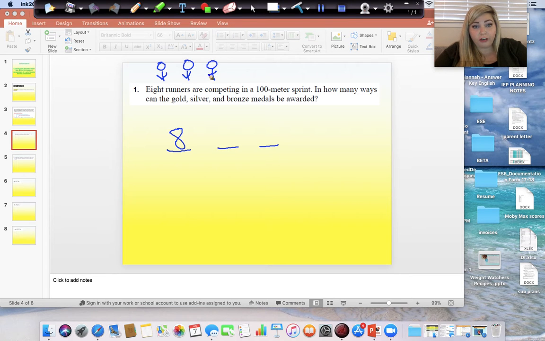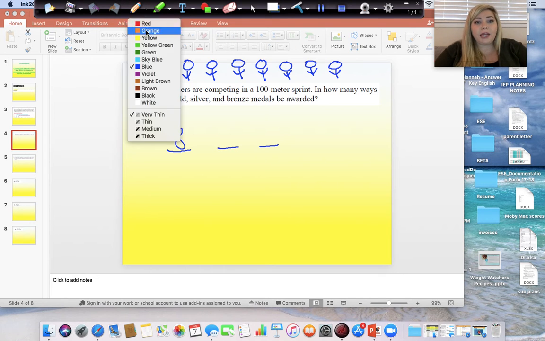I am an awful drawer, I will say. I am no artist at all. 1, 2, 3, 4, 5, 6, 7, and 8. Okay, so here are our 8 runners, right? Okay, so all 8 of these people have the option to get the gold, okay?